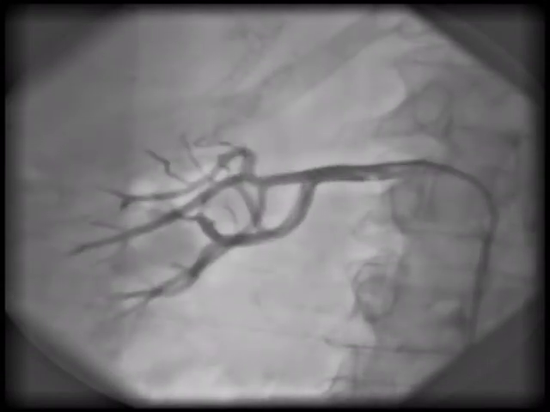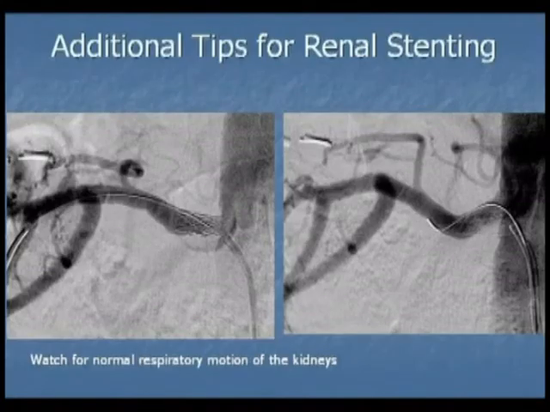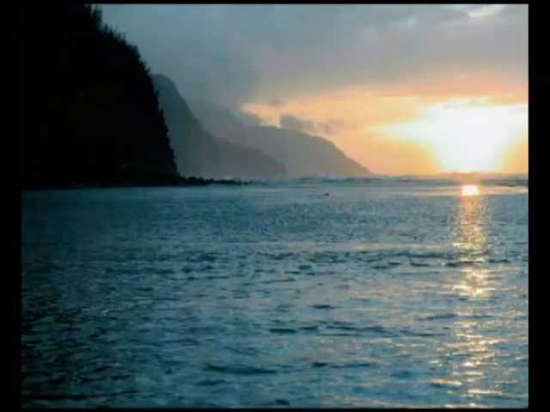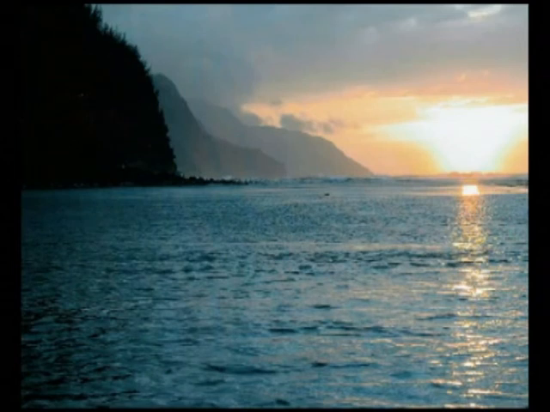You can see good flow through the stent, with improvement in the patient's symptoms that subsequently came over the next couple of weeks afterwards. One last additional tip for renal stenting: watch for normal respiratory motion of the kidneys, and you can see the wide swing of the renal artery with respiration, as well as the importance of having the stent protrude into the aorta for approximately 1 to 2 millimeters to make sure that the ostium is adequately covered. That summarizes this first case, and we'll go on to the next.